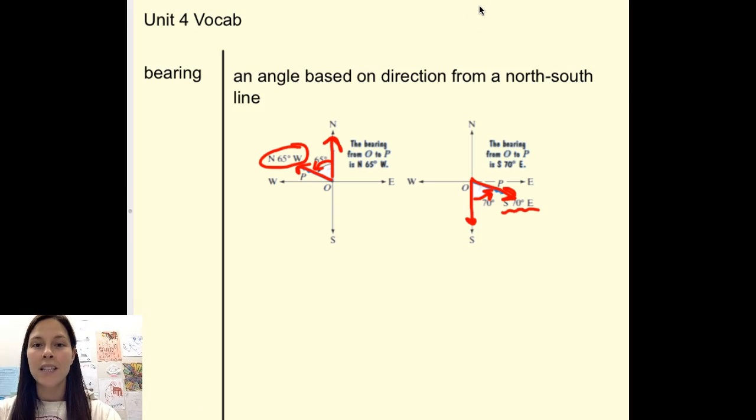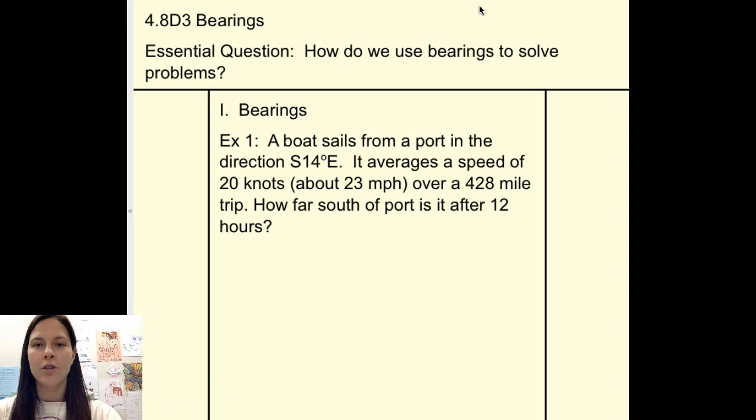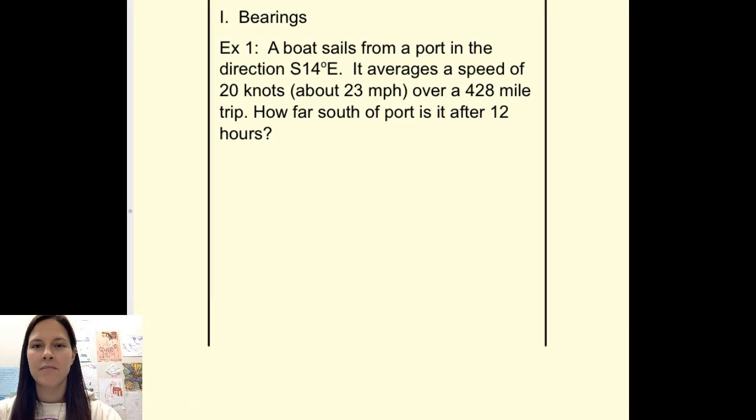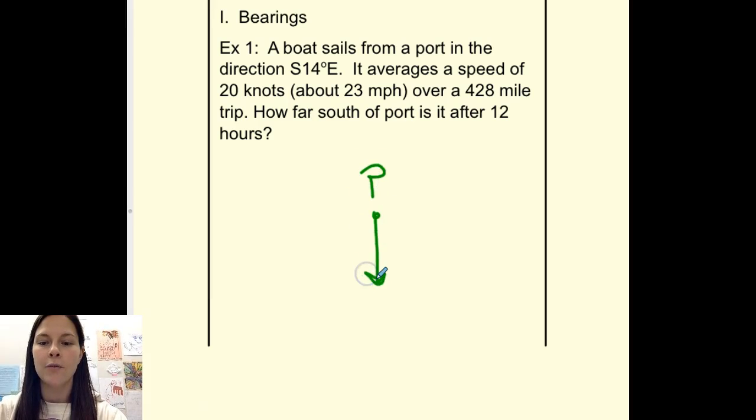Ships and planes both use bearings. These have a lot of applications in the real world. Of course, our essential question is how are we going to use bearings to solve problems? And we're starting off with an example of a ship. So we're going to set up our bearing. It sails from a port in the direction south and 14 degrees towards the east. Remember, the angle is measured from the north-south line. So that's our 14 degrees, and we're heading off to the east.